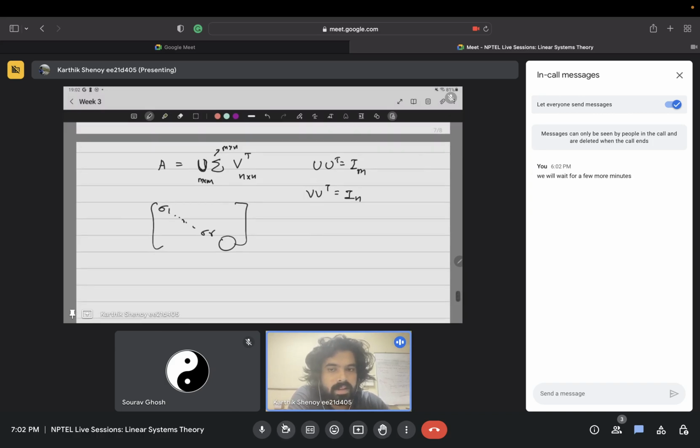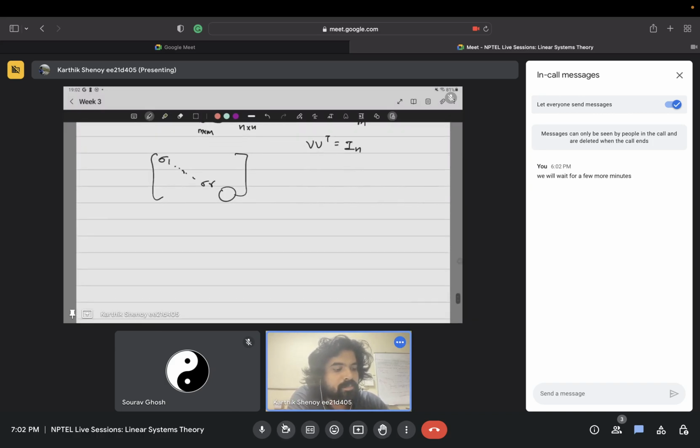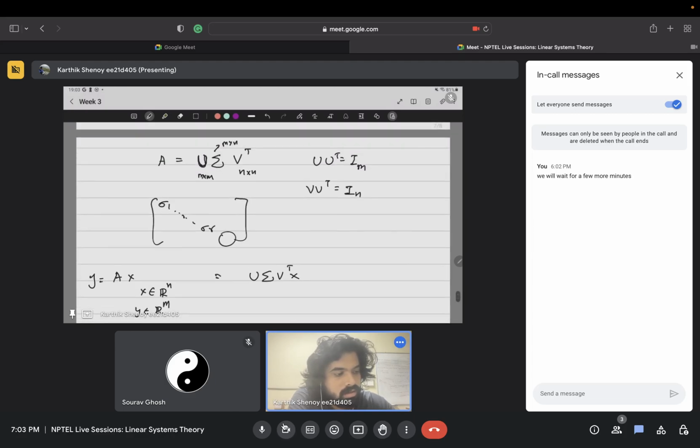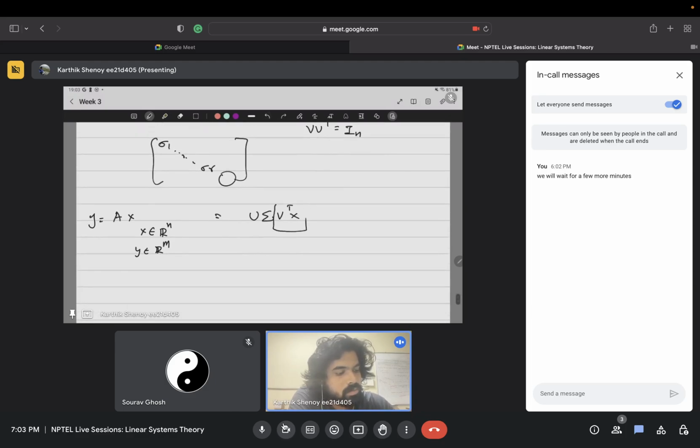Now how do we obtain them? If A acts on a vector x, where x belongs to Rn, let us say y equals Ax and y belongs to Rm. What is this actually? U sigma V transpose x. What is this doing? You know that V transpose is something like a rotation matrix, correct? So V transpose x is a rotation.